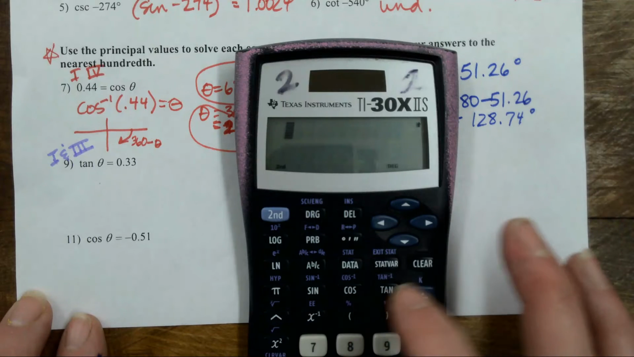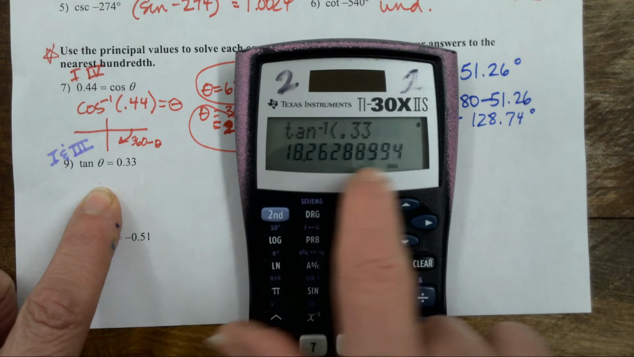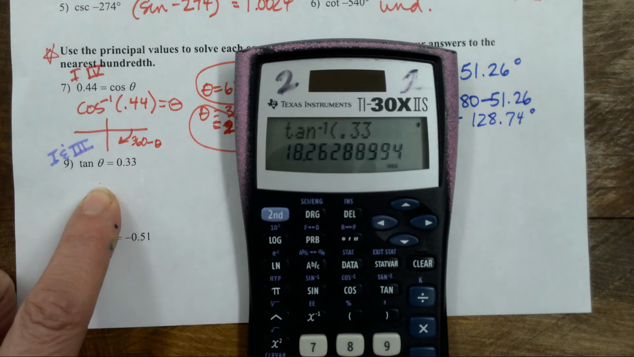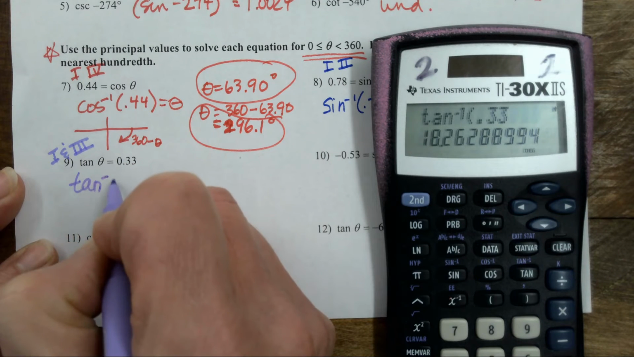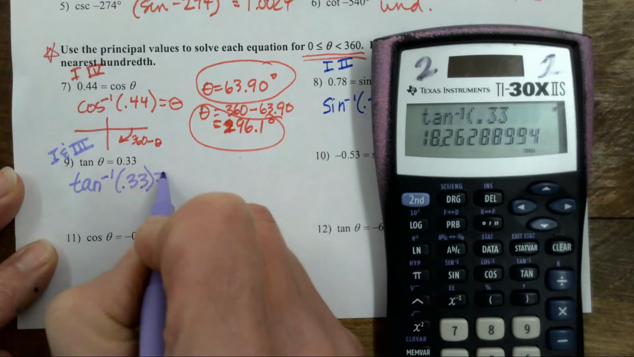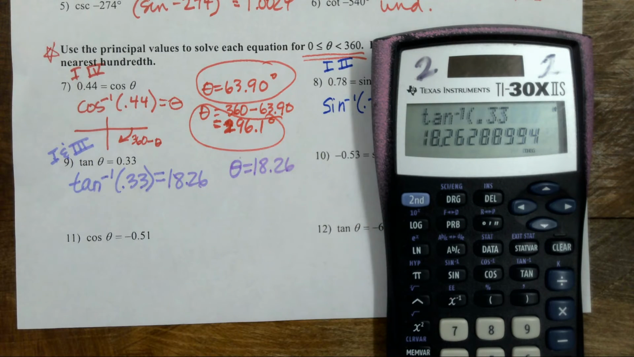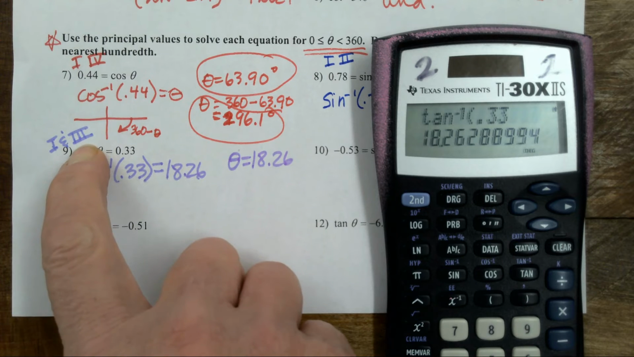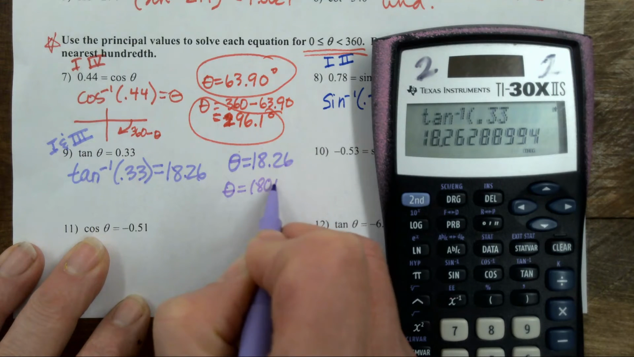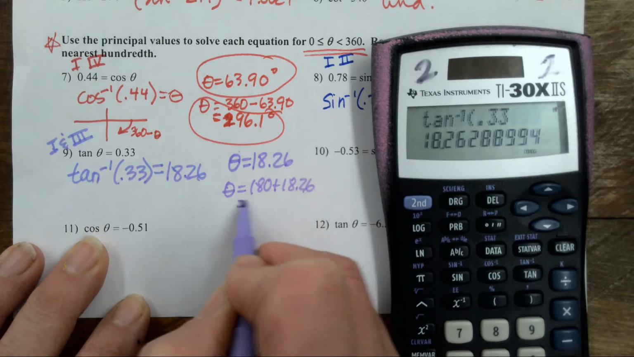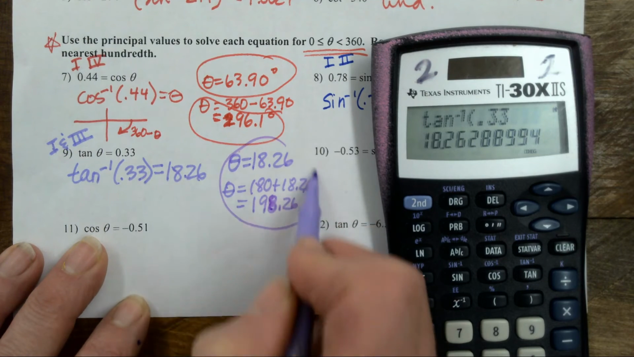Second tan. Plug that in, 0.33. It's going to give me an angle that falls between 0 and 90. What do I get? 18.26. So the tangent inverse of 0.33 gives me 18.26. That's theta. Okay? Now I need to get to the third quadrant. How do I do it? 180. Yep. So I would have 198.26. Yes? Did I do okay? So those are my two solutions.